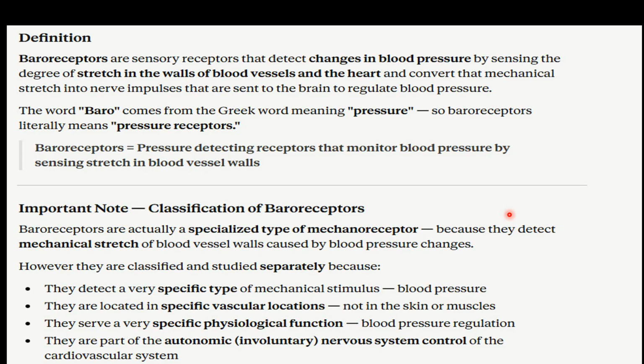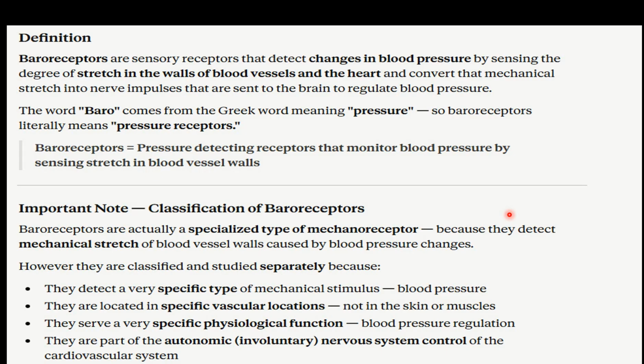pressure. Okay, so now some of you might be thinking, what is the meaning of baro? Baro is a word that comes from the Greek word meaning pressure. So baroreceptors are literally pressure receptors. Okay, so it is just a pressure receptor. So we can conclude that a pressure detecting receptor that monitors blood pressure by sensing the stretch in blood vessels is called a baroreceptor. Okay, now there are a few classification points of importance for baroreceptors.